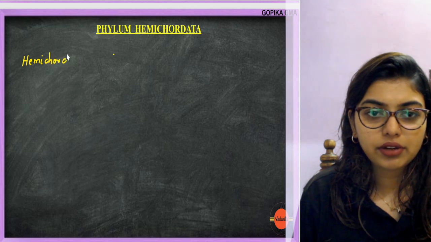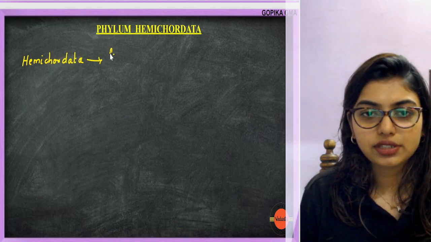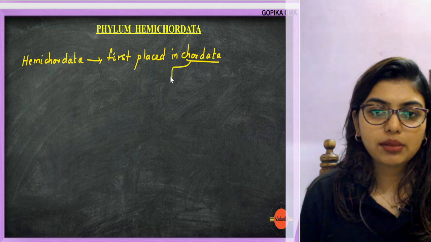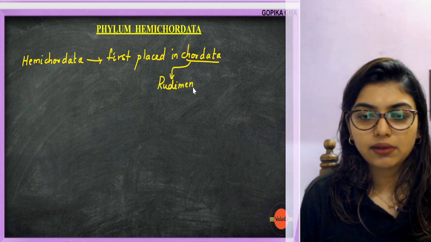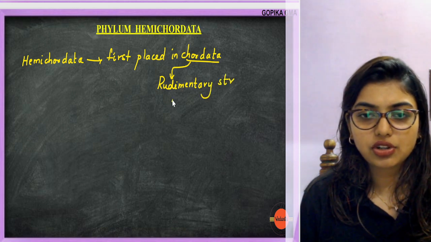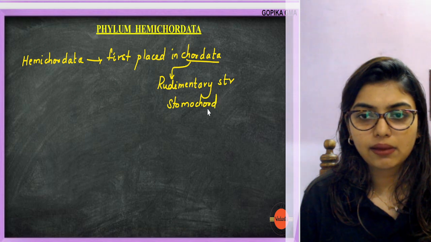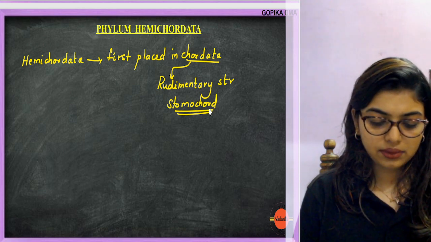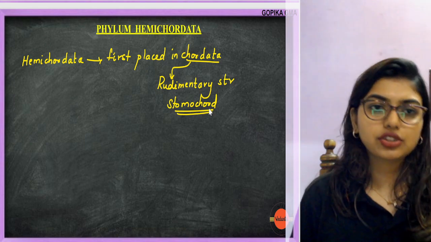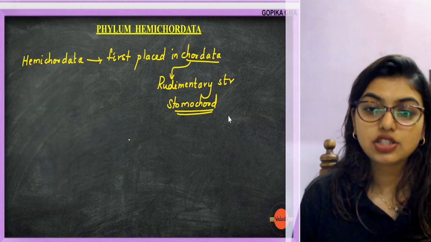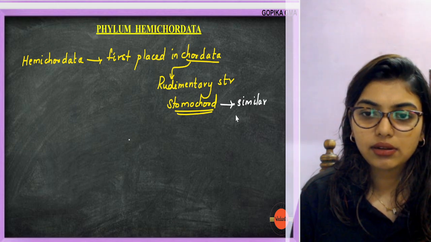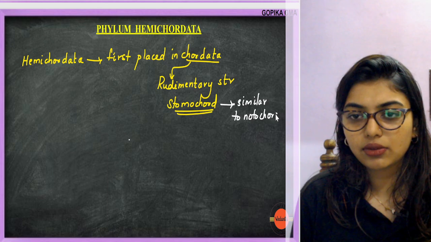Hemichordata was first placed into chordates. Why were they first placed into chordata? Because they had a rudimentary structure called stomochord. Got it? They had a rudimentary structure called stomochord, and because of which they were first put into chordates. Stomochord was there, so we put them there.